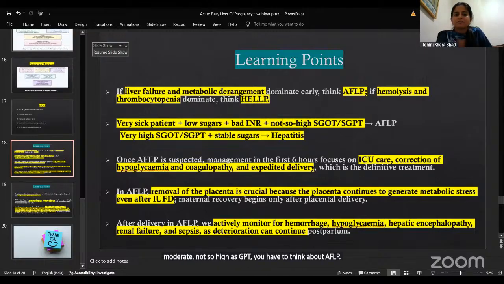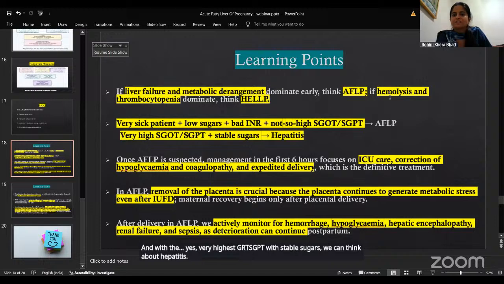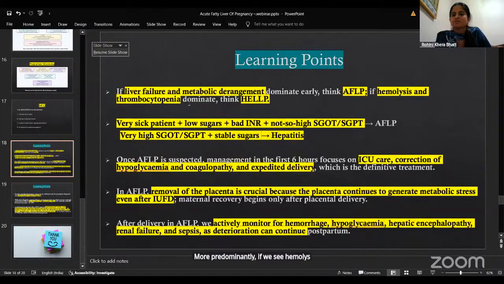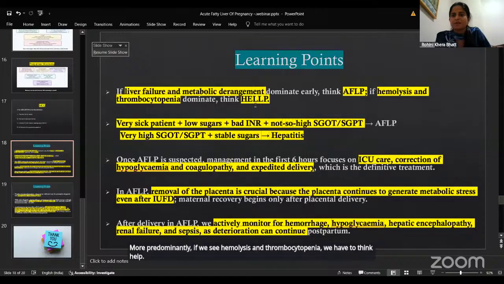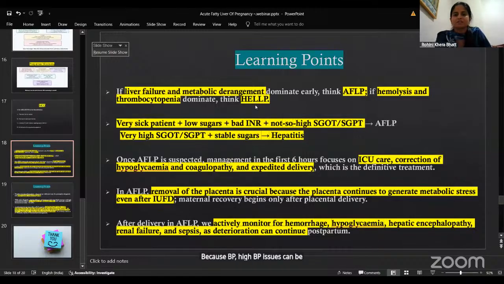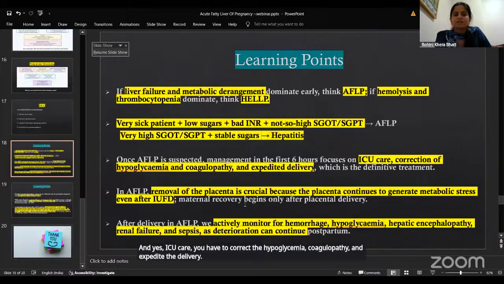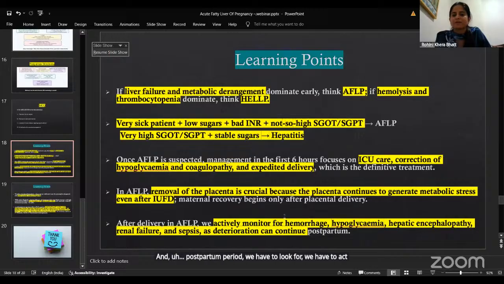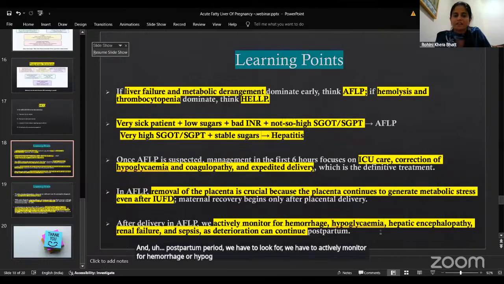And with very high SGOT and SGPT with stable sugars, we can think about hepatitis. More predominantly, if we see hemolysis and thrombocytopenia, we have to think HELLP, because high BP issues can be seen in all these conditions. And yes, ICU care: you have to correct the hypoglycemia and coagulopathy, and expedite the delivery. In the postpartum period, you have to actively monitor for hemorrhage, hypoglycemia, hepatic encephalopathy, AKI, and sepsis.